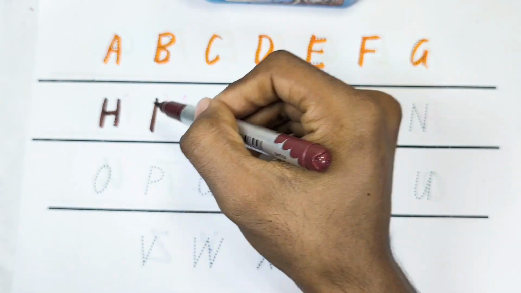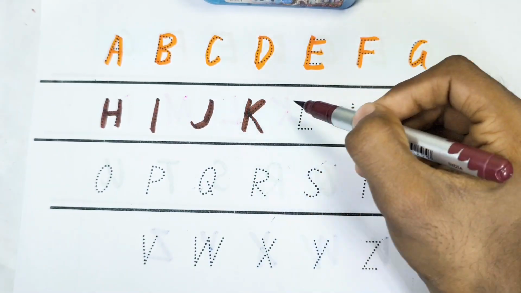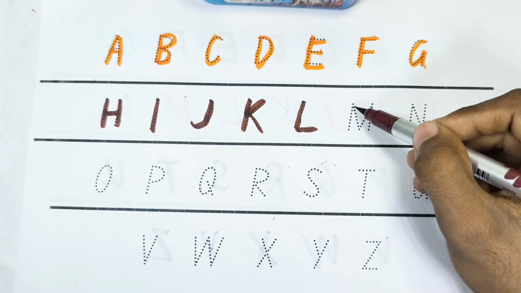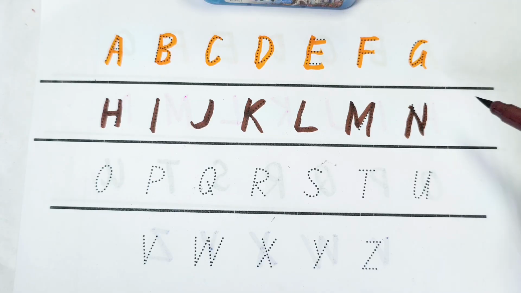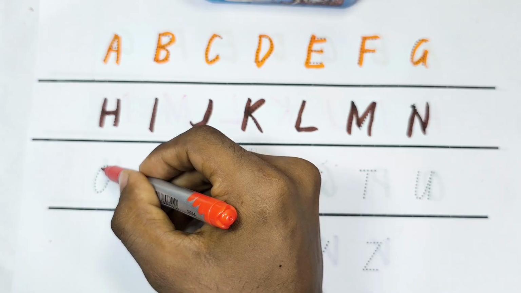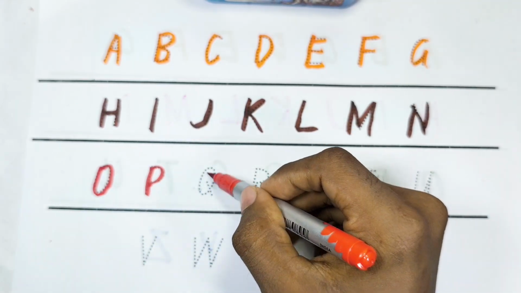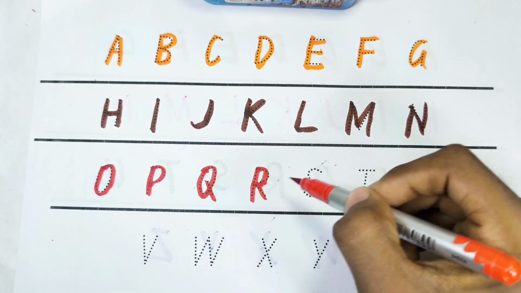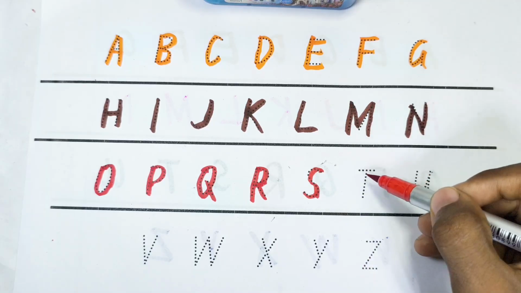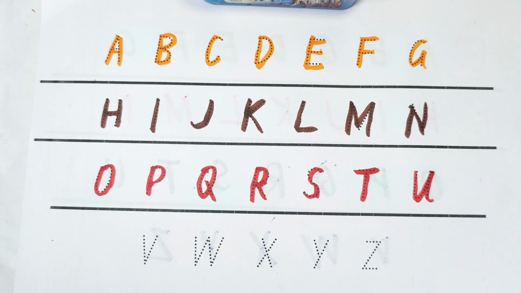for helicopter, I for ice cream, J for joker, K for king, L for lion, M for moon, N for nose. Kids, now you draw O for orange, P for parrot, Q for queen, R for rose, S for sun, T for teacher, U for umbrella.